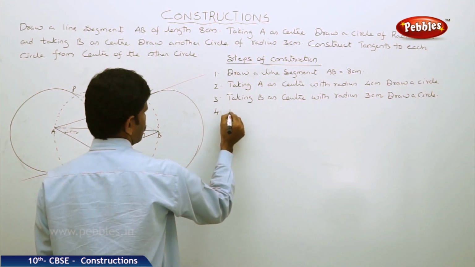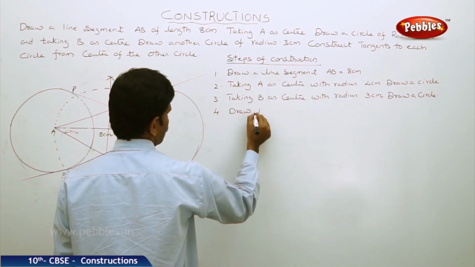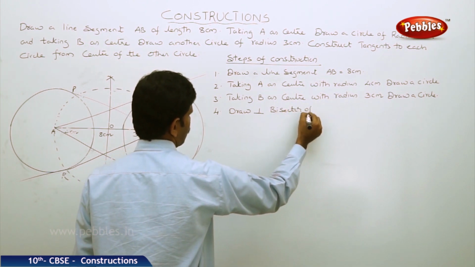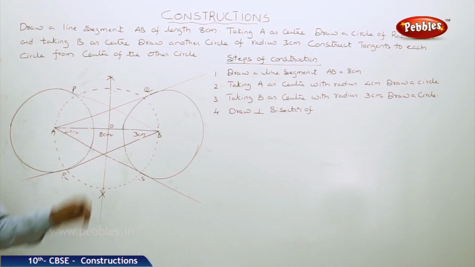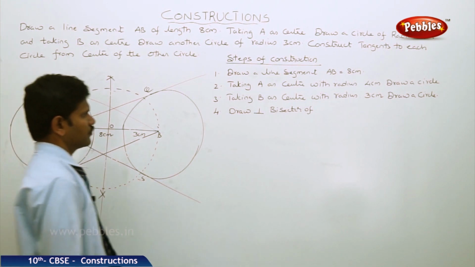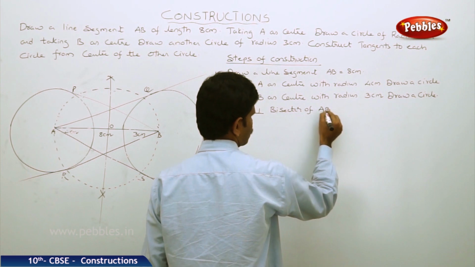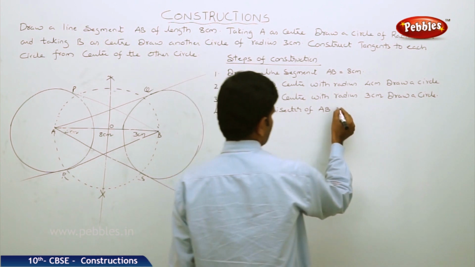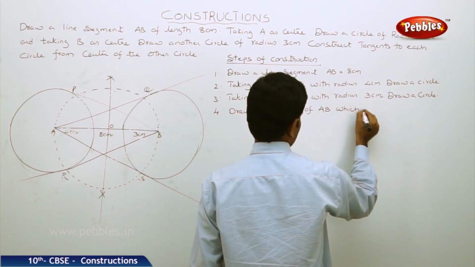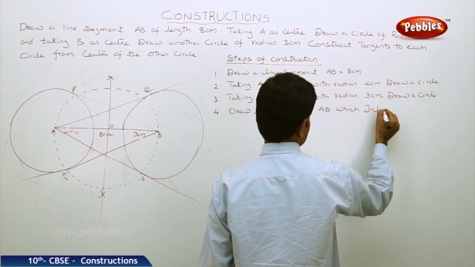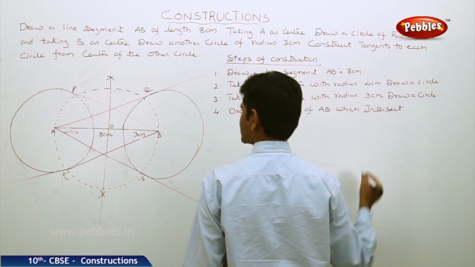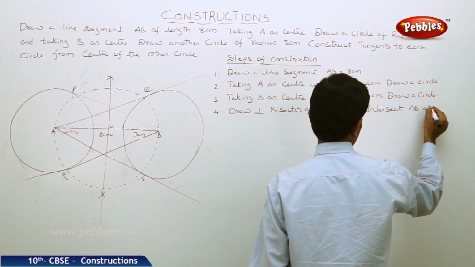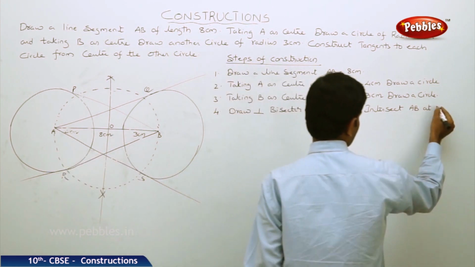Next, draw the perpendicular bisector of AB, which intersects AB at O.